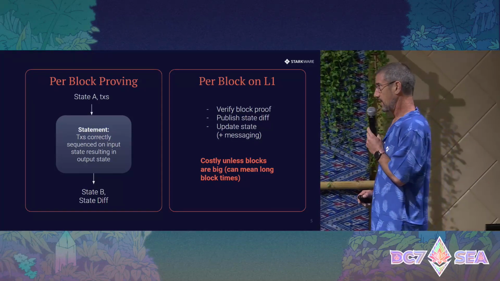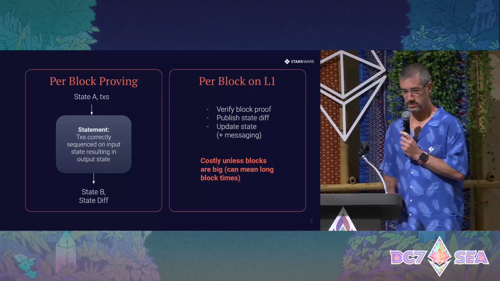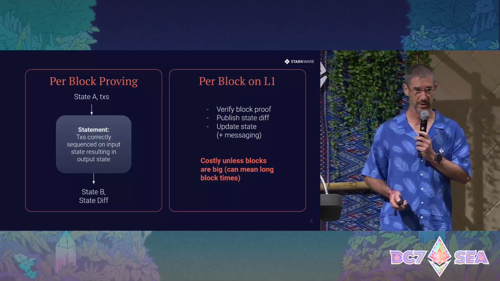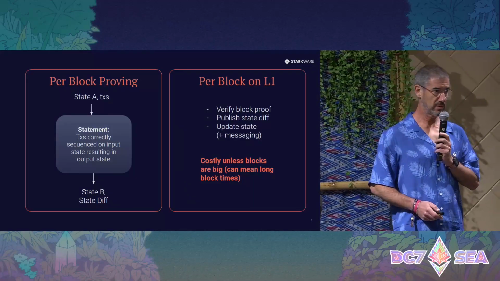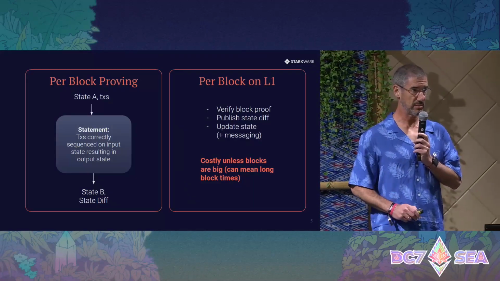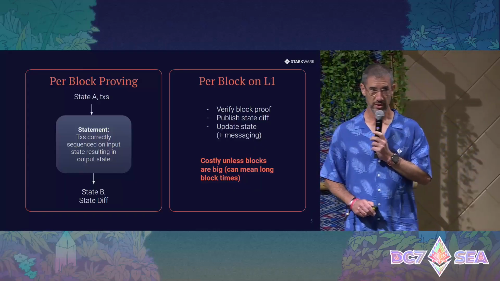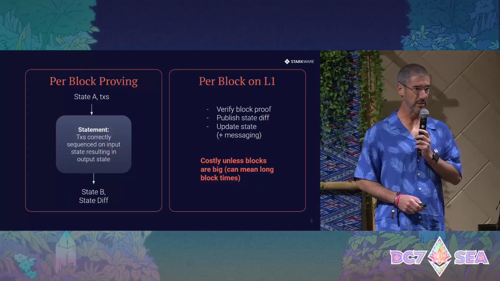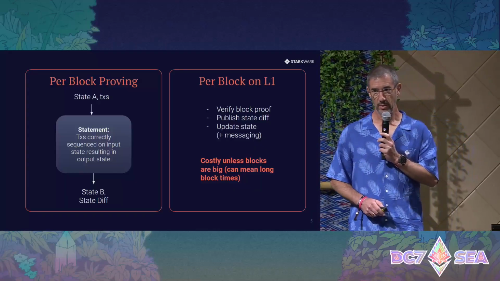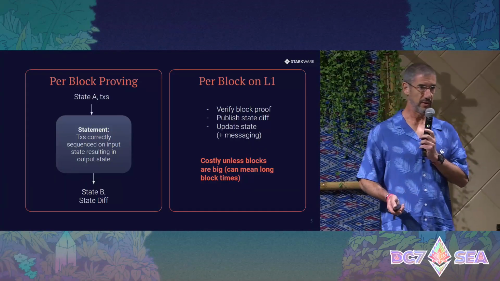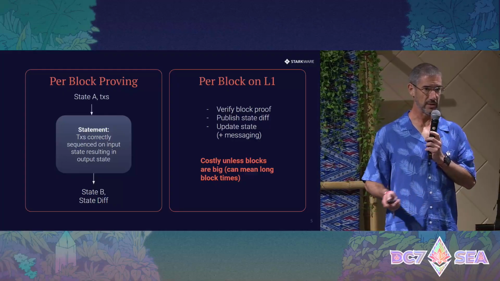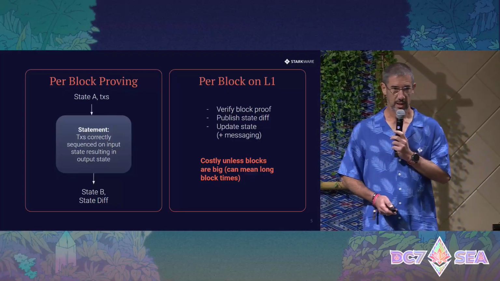What are we doing on layer 1 for the validity rollup? In this simple basic validity rollup, we need to verify a proof of a block, which can be costly in some cases. We need to publish the state diff, typically using blobs on Ethereum. And we need to update the state, which is typically some contract call of the state contract tracking the state of the rollup on layer 1.